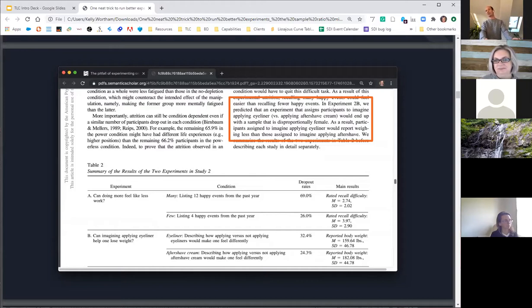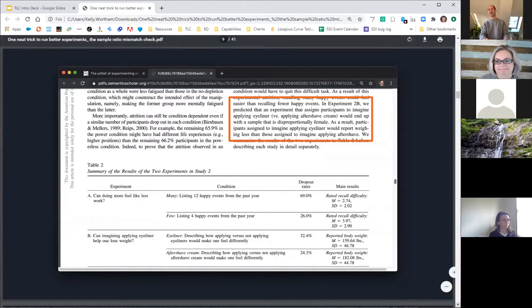And what they predicted was that if you ask men to think about applying eyeliner, there's two responses. One, they can actually do the task, or they could say, screw this, I'm going to do something else. And so they predicted that more men would drop out when asked about this question, where they don't even know whether it's a brush or a pen. And that the result of that would be that the sample that remains is disproportionately female. There are more women left in this group. And as a result, participants assigned to imagine eyeliner would report weighing less than those assigned to applying aftershave. That's not because they're imagining something different, but that's because women on average weigh less than men. And they actually see this back in the data.